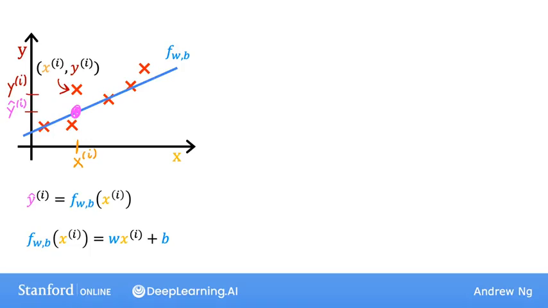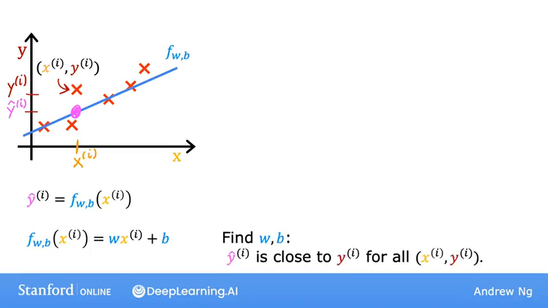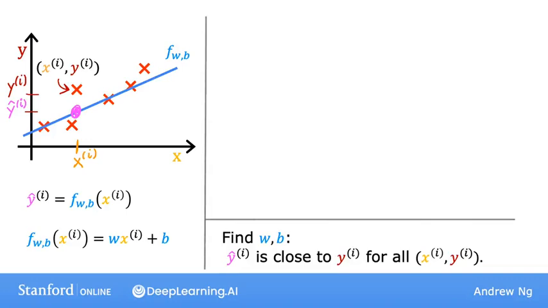So now the question is, how do you find values for w and b so that the prediction y hat i is close to the true target yi for many or maybe all training examples xi, yi? To answer that question, let's first take a look at how to measure how well a line fits the training data. To do that, we're going to construct our cost function.